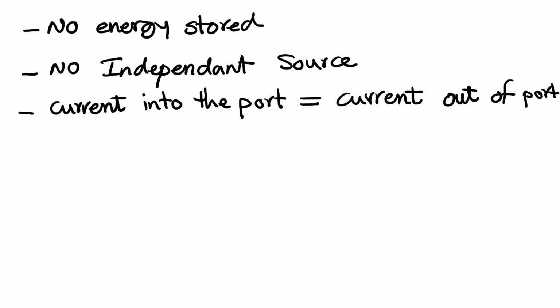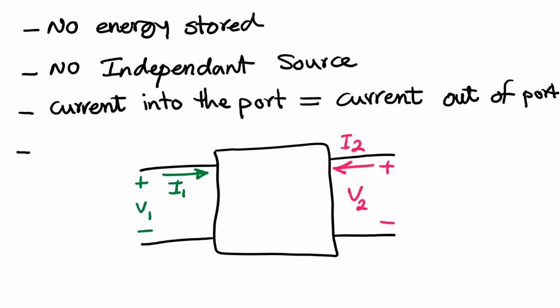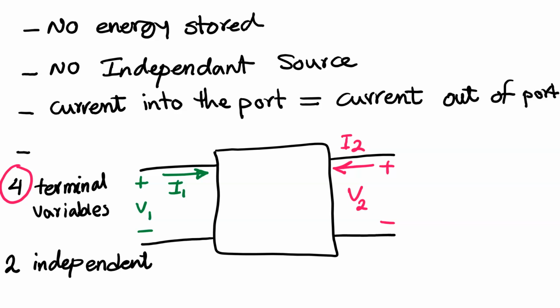Now let's focus on terminal variables. So I'm going to draw it one more time here. In this circuit, we have two variables for the first pair and another two for the second pair. So I have V1 and I1 here, and for the other pair I have V2 and I2 here. So I have 4 terminal variables. However, only 2 of them are independent variables. So I have only 2 independent variables.